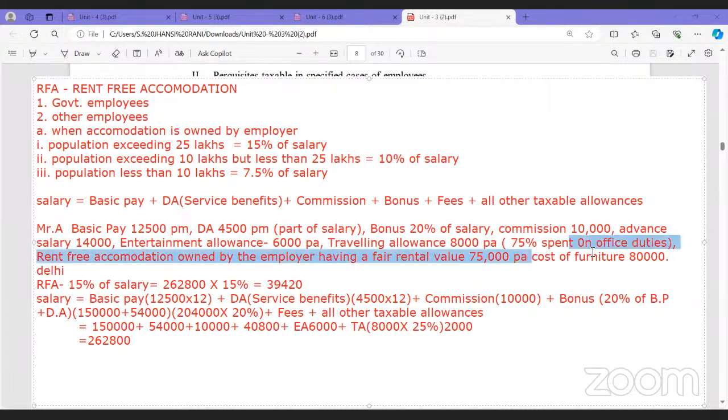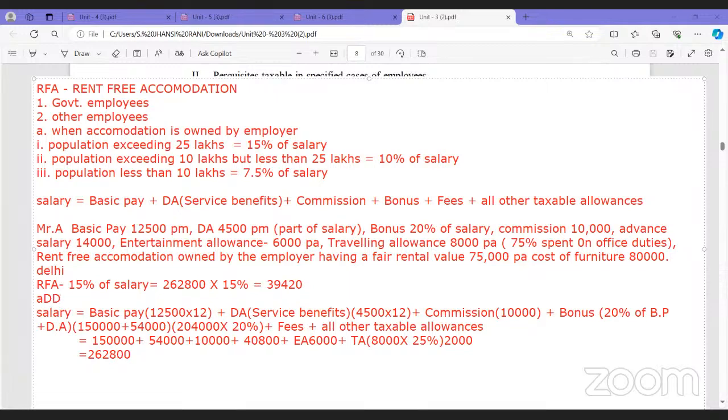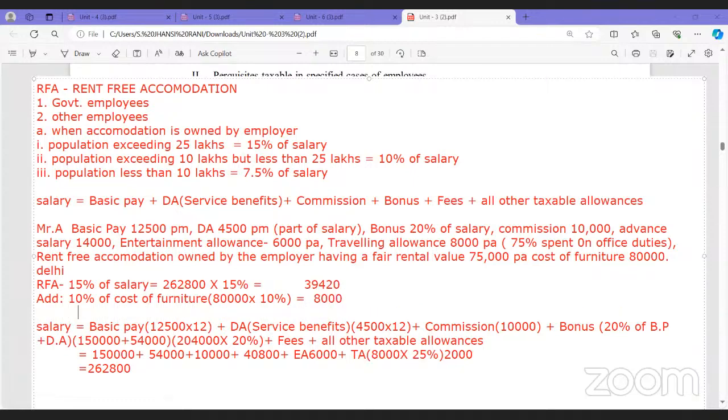Furniture is also being provided. Furniture cost is 80,000. So you will add furniture. How much furniture I have to take? 10% of cost of furniture. So what is the cost of furniture given to us? 80,000. 80,000 into 10% comes to 8,000. So 39,420 plus 8,000 comes to 47,420.